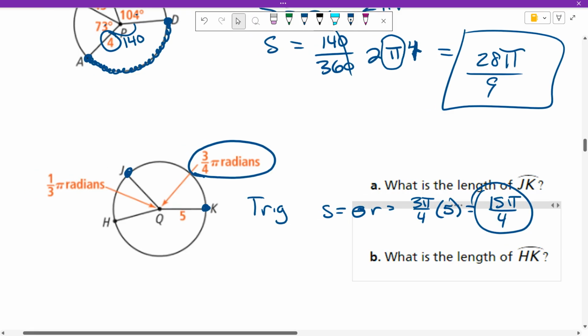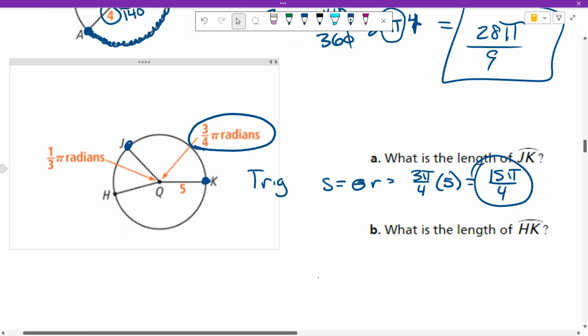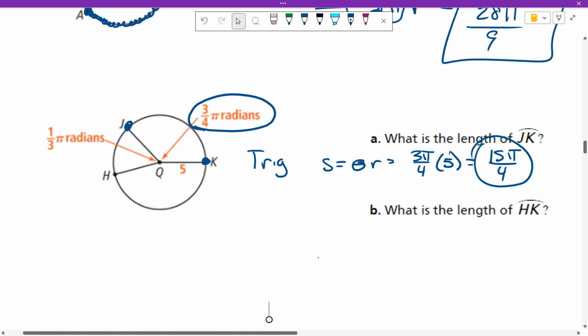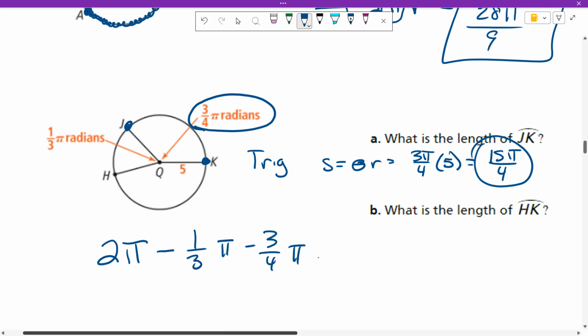What's the arc length of HK? Well, that one takes a little more math to do. Because how many radians are in a whole circle? 2 pi radians are in a whole circle. Then we have to subtract 1/3 of pi and 3/4 of pi. Well, how do we do that? You get a common denominator. What's the common denominator between 3, 4, and 1?